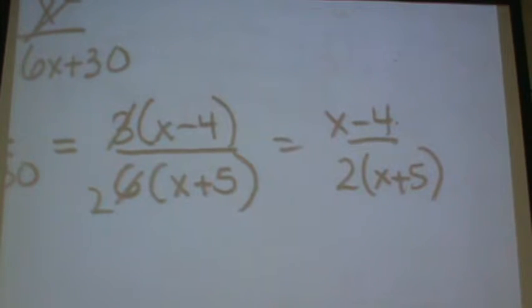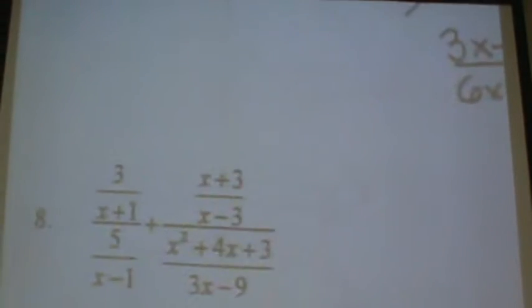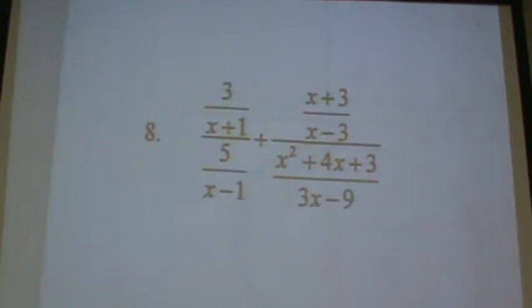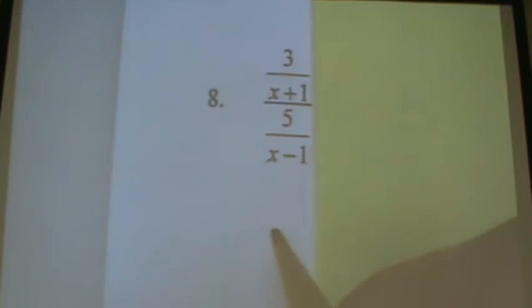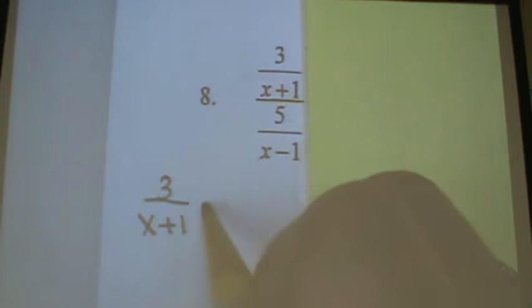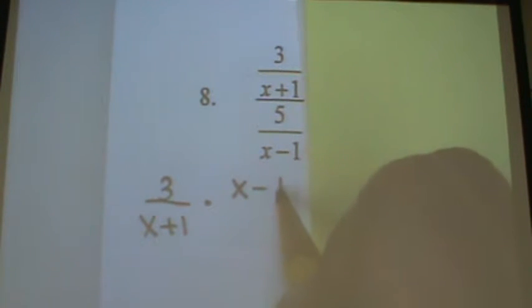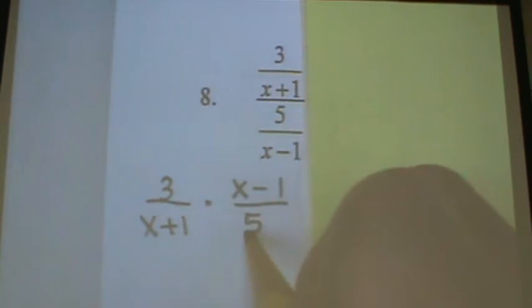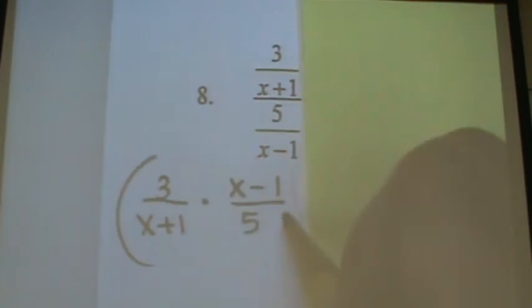Okay, this is a crazy one, and I believe this was the bonus one. The bonus one was this one, right? Wasn't this one the bonus one? Okay, what are they asking you to do? What's that right there? How would you handle that part right there? 3 over x plus 1 times x minus 1 over 5. You're gonna flip and multiply, right? And there's really nothing you can do there.